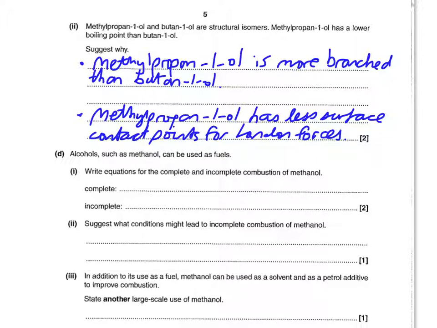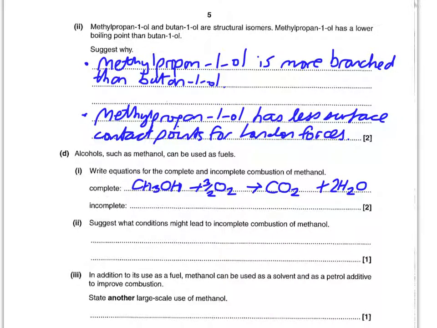So the next question is asking you to write complete and incomplete combustion equations. This is no different to the complete and incomplete combustion of alkanes that you might have looked at already before starting your work on alcohols. So taking the first equation as representing the production of carbon dioxide, we end up with this, and the second equation, which would represent the production of CO, would look like that. Now notice, obviously, I need to take into account the presence of the oxygen in the actual methanol molecule itself when I'm doing my balancing.